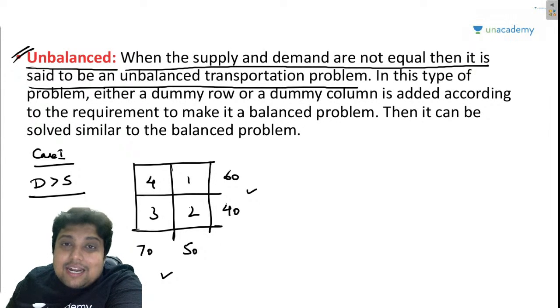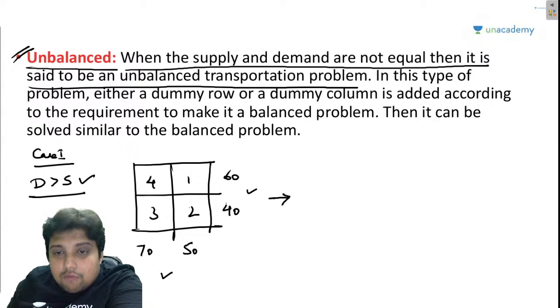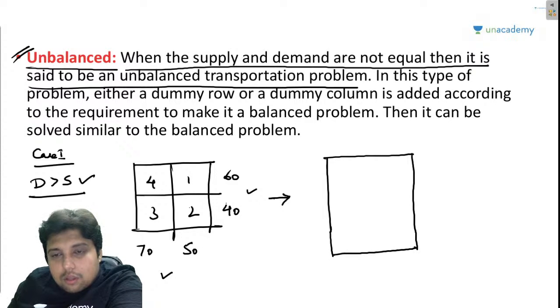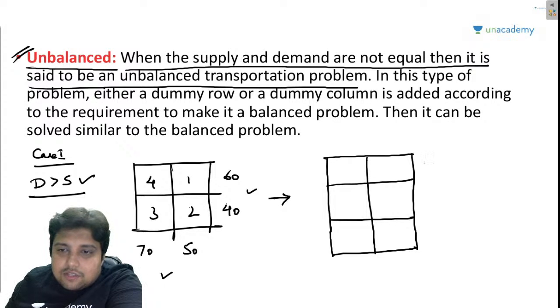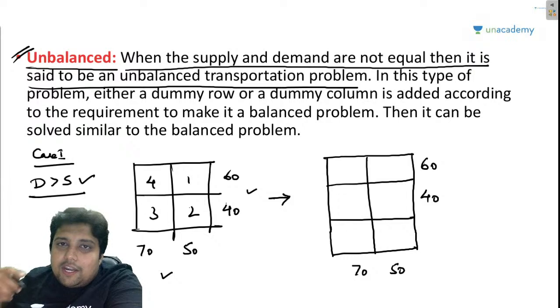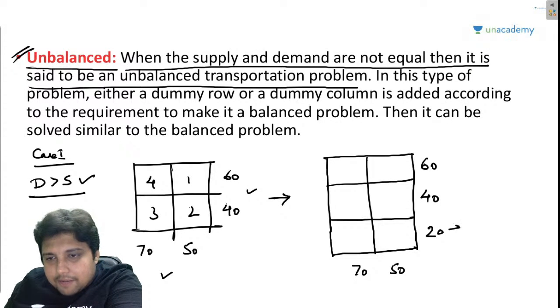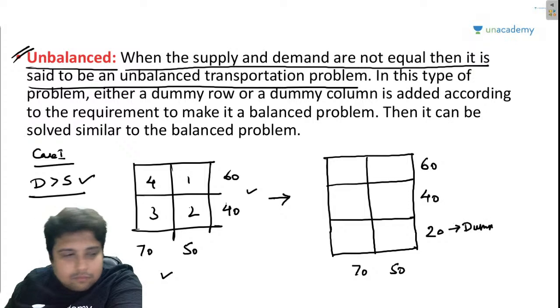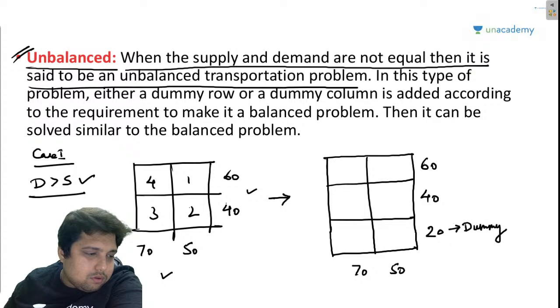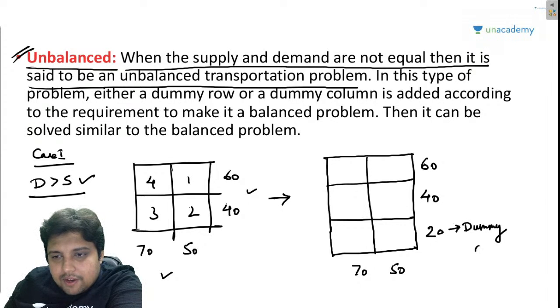And when demand is greater than supply, what will we be doing? Just check this out. This is 60 40, this is 70 50. As you can see, there is a difference of 20 units. The demand is 20 units higher than the supply. So we will add a dummy supply. This, my friend, is a dummy supply.